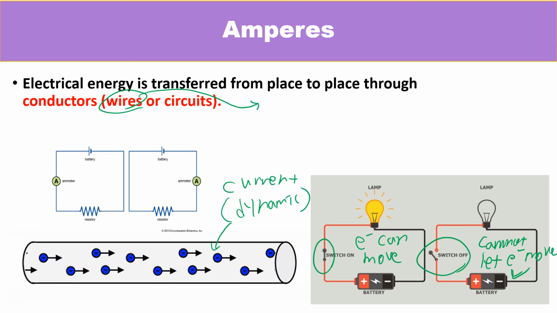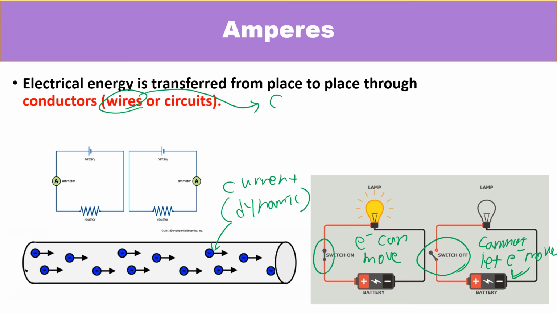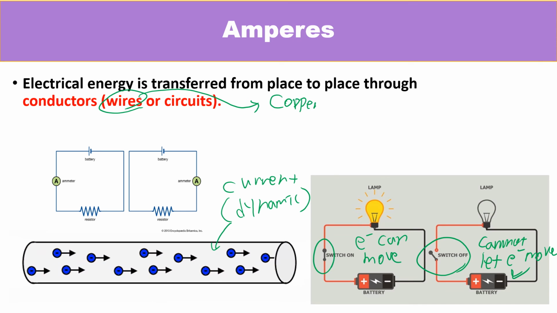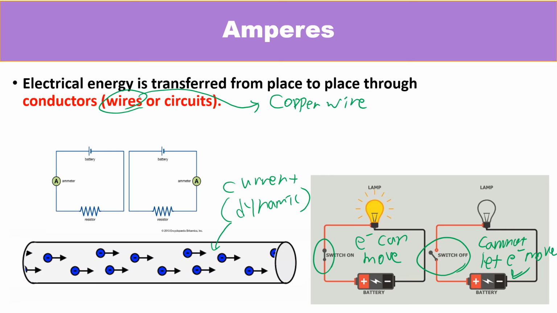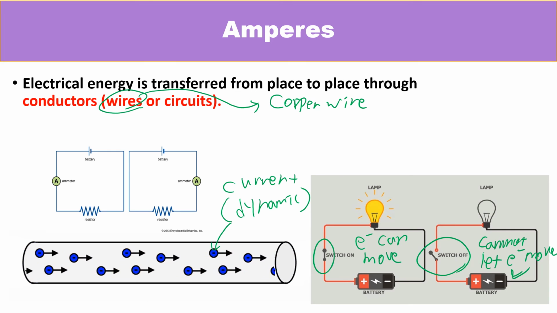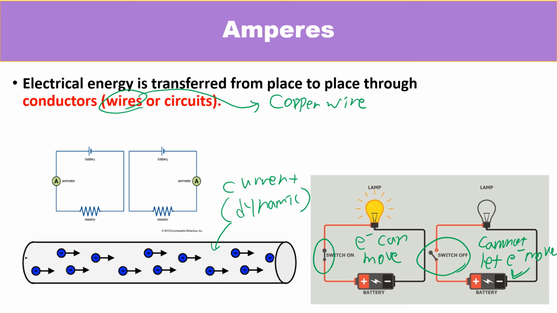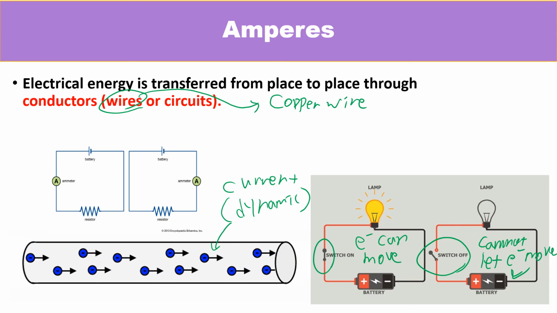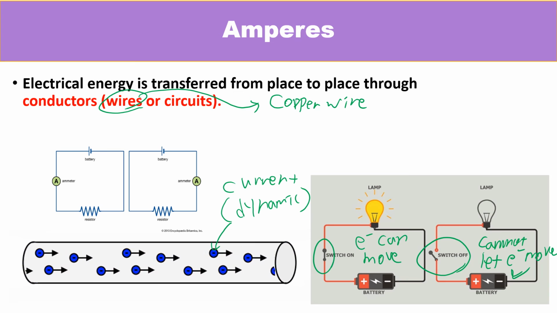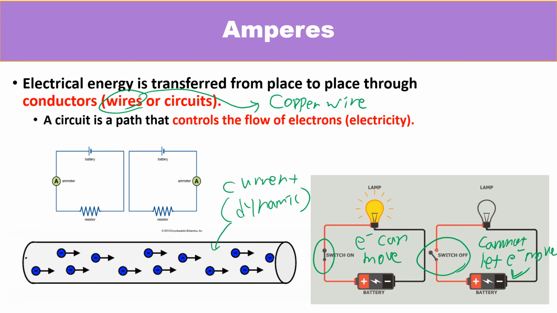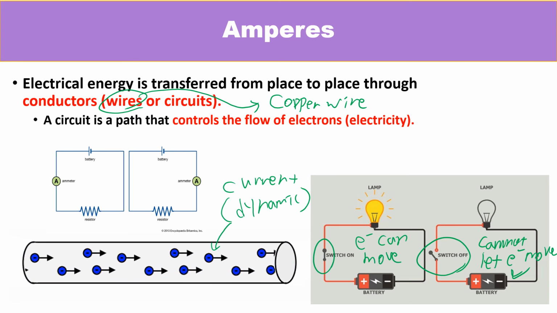Electrical energy is transferred from one place to another place using a conductor. Most of the time we use metal wire. The most common one is copper because it's cheap and a good conductor with less resistance. However, you may have heard that gold is the best conductor, but for obvious reasons we are not using it because it's expensive. And a circuit is a path that controls the flow of electrons.